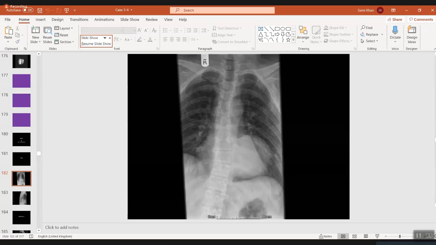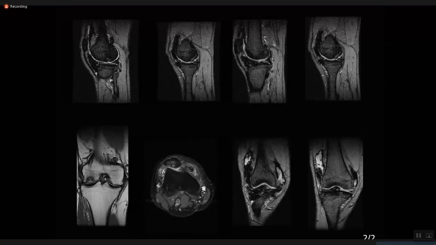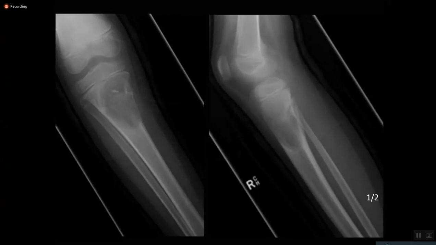Okay, I will again go into the spot diagnosis, please. Can you see my screen?